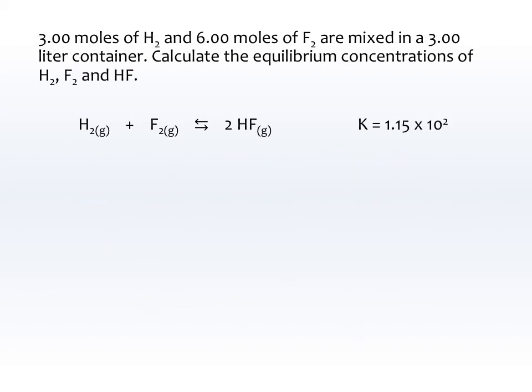Okay, this last problem is going to be a little bit trickier. It doesn't look like it would be until you actually start working it, and then you'll see what I mean. So first of all, it's a 3-liter container. So 3 moles in 3 liters is the same thing as 1 molar. 6 moles in 3 liters is the same thing as 2 molar. Take care of that at the beginning so you don't have to worry and remember about the container volume. So initially, there's 1 mole of H2 per liter and 2 moles of F2 per liter and no HF because it hasn't been produced yet.